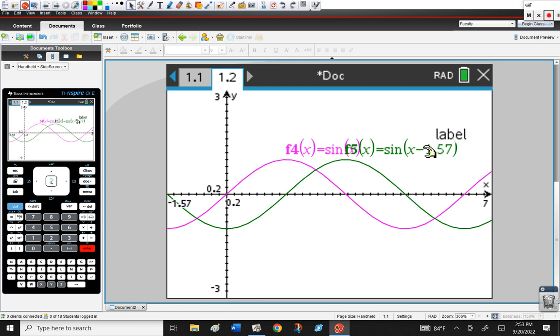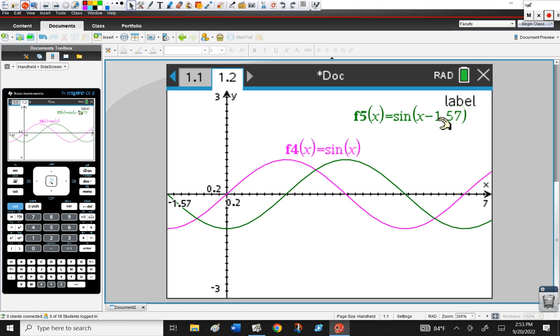Say, well, Mr. Martinez, you subtracted. Why did it go to the right? Anytime it's inside parentheses like this, you do the opposite. Okay, and we learned that in Algebra 2.